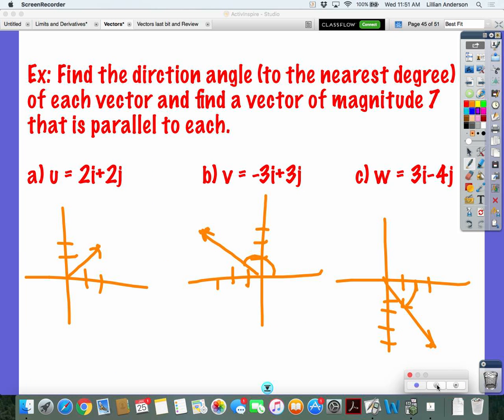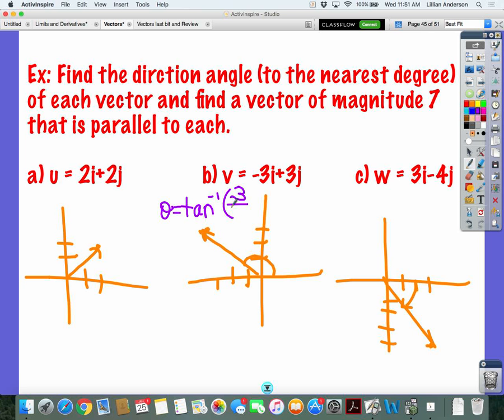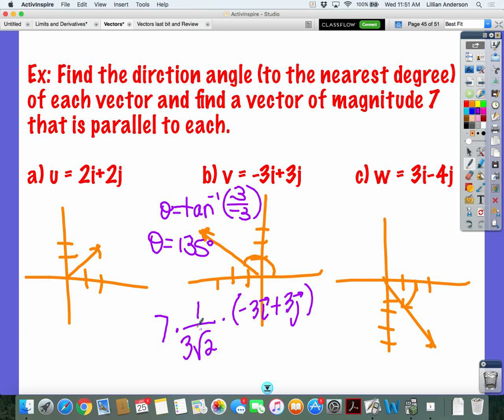All right, so for the direction angle for B, you should know the tangent inverse of 3 over negative 3, which was what? 135. We are in the second quadrant, so we do need to take into account that if you use your calculator, you would have gotten negative 45, but we need to put the vector in the second quadrant. And then to find the vector that's parallel, you should have done 7 times 1 over, and then multiplied it by the vector of negative 3i plus 3j. The 3's cancel out. So you'll have 7 over the square root of 2 times negative i plus j.